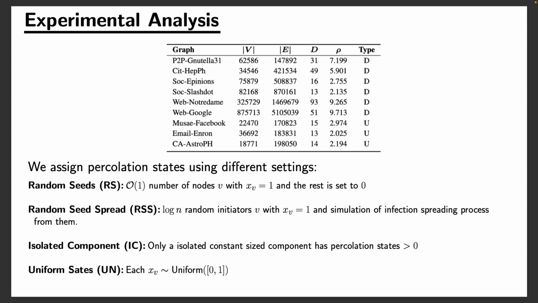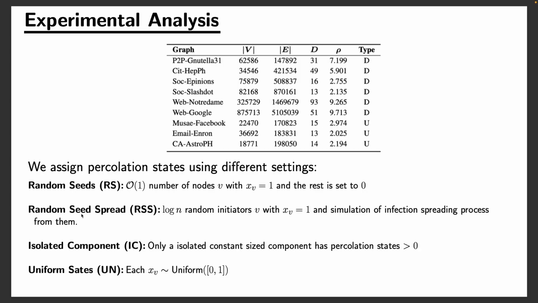The first one is random seed, and in this setting we selected a constant number of random nodes in the network, and we set their percolation state equal to 1, and for the rest we set the percolation state equal to 0. As a second setting, we defined a random seed spread, in which we selected log n random nodes, and we simulated an infection spreading process starting from these nodes.